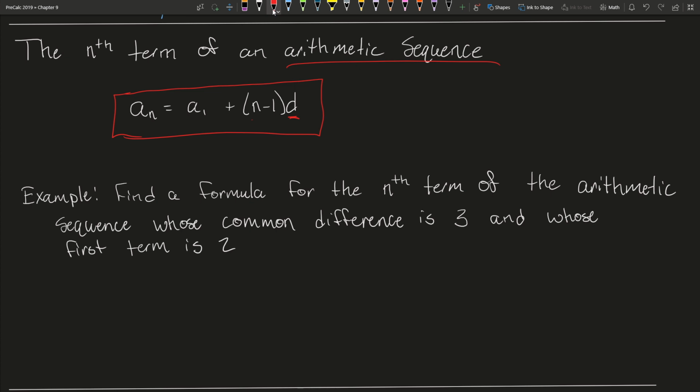For example, we want to find a formula for the nth term of the arithmetic sequence whose common difference is 3 and whose first term is 2. Okay, so if we just write those terms out, our first term is 2, and we have a common difference of 3. So we're just adding 3 over and over again. So our sequence will look like this.